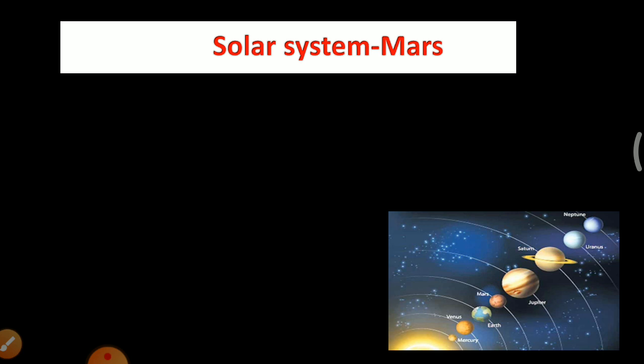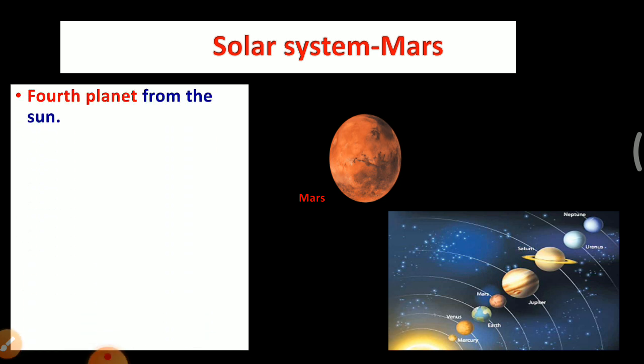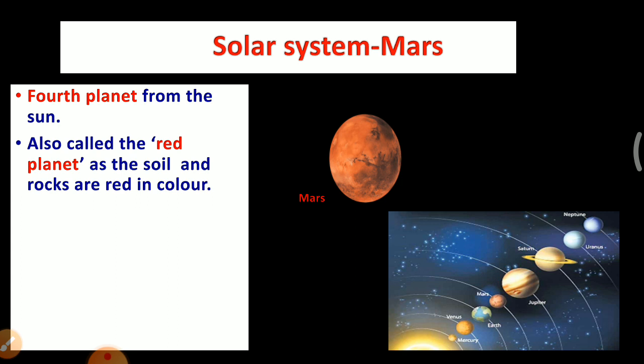The next planet is Mars. Where is it placed? Look at this diagram and count it and say it is placed in the fourth place from the Sun. So it is the fourth planet from the Sun, and it looks red in color. So the nickname of Mars is red planet, and it is called the red planet as the soil and the rocks are red in color.